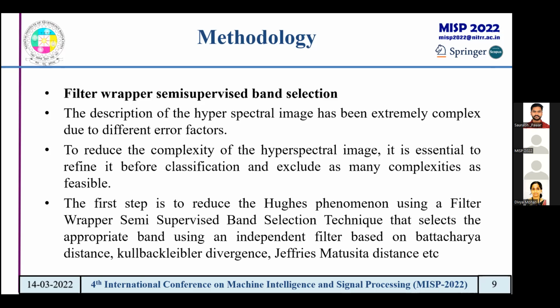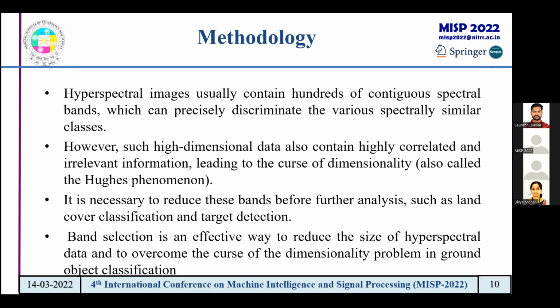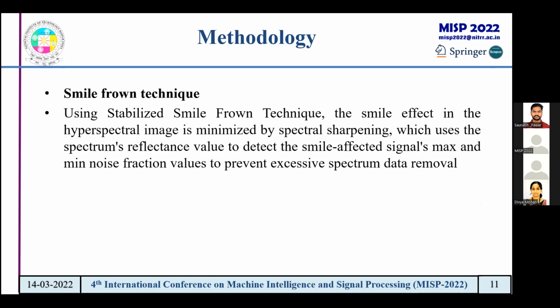After doing this band selection, what I have done is to eliminate the Hughes phenomenon. This Hughes phenomenon is nothing but several highly correlated and irrelevant information, so I have to remove it. Using this band selection, I can remove the Hughes phenomenon to a limit. And after that, I try to identify the smile effect.